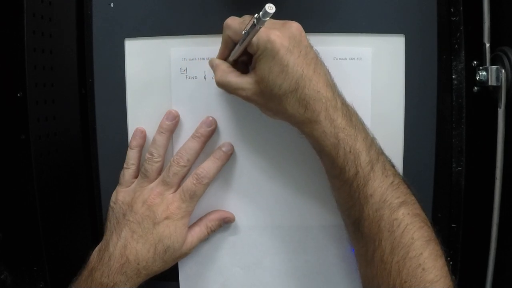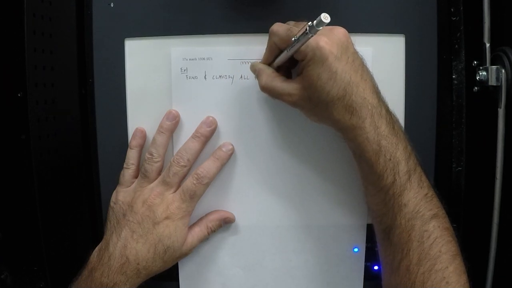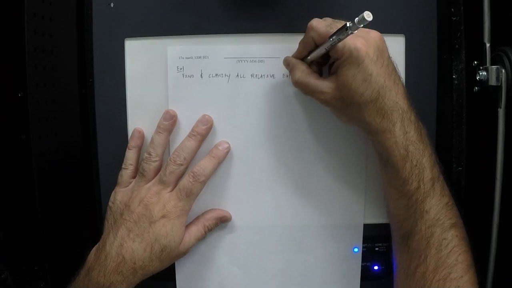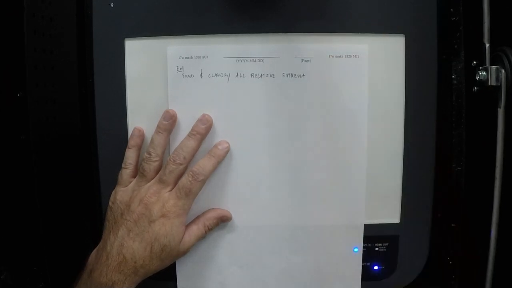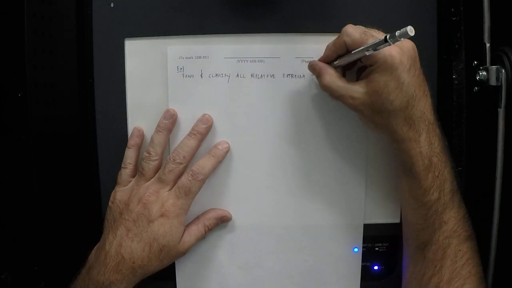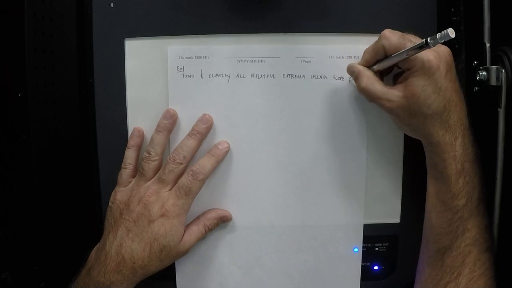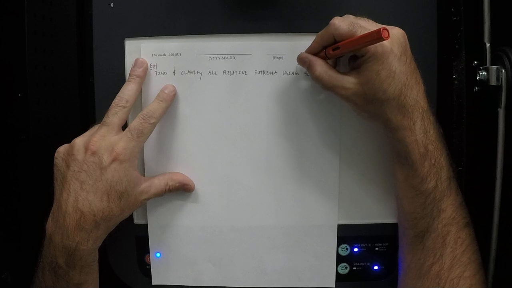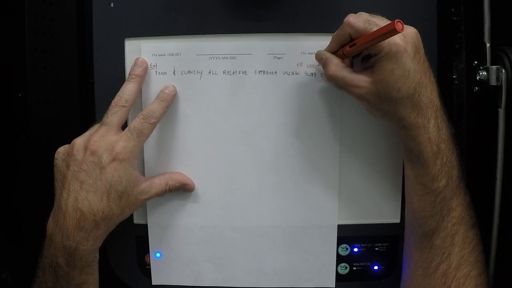Find and classify all relative extrema using, how does your book? Yeah, we'll write it like that. Using a slope chart. Your book probably doesn't say using a slope chart. It probably says using the first derivative test or something like this.